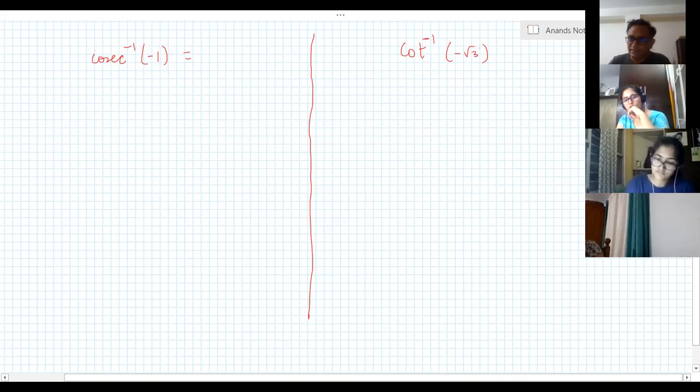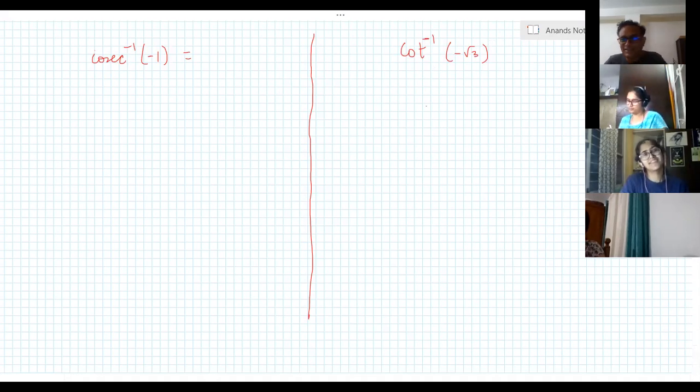Okay, Maria, you and I need to work. Okay. Cosecant inverse. Aja, see, in your facial expression itself, I know. Neha also. Okay. Next, I want to work with both of you, Neha and Anna, Maria. Come for cosecant inverse of minus 1.